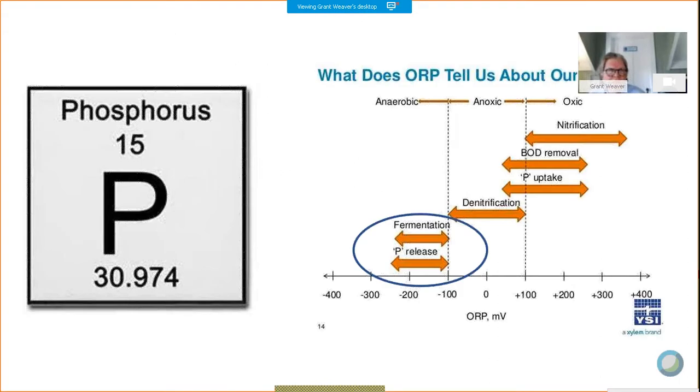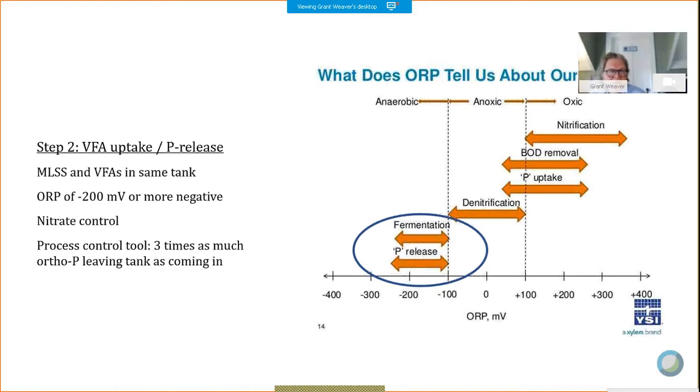So coming out of this zone, one of the process control tools is to measure not only the ORP inside, which is going to be very low, same as that VFA production, but we're going to be releasing phosphorus. And we're going to look for the soluble phosphorus. And again, that same way of saying soluble phosphorus is orthophosphate. So we're going to be looking for an orthophosphate coming out of this tank or zone that's pretty close to three times what it was coming in.